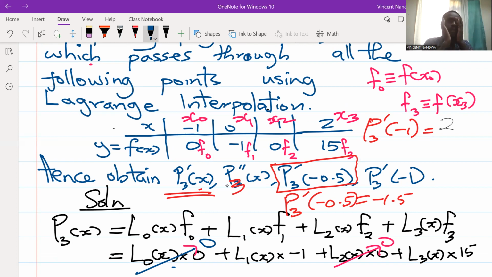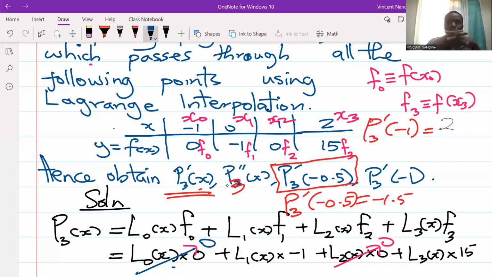But if they specify a polynomial of degree 3 and you are given more values, then what you do is identify 4 values from the given table, and you fix x naught, x1, x2, x3, and then put the values into the formula and work it out.